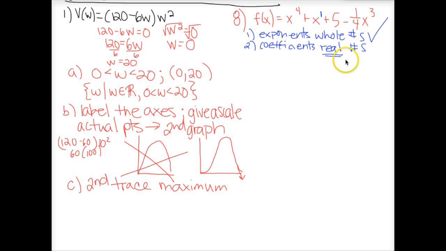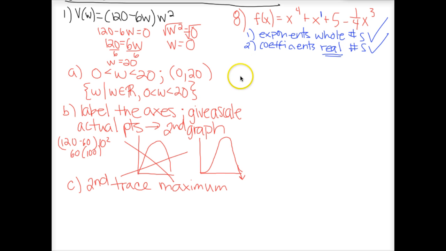Doesn't matter if it's a decimal, a fraction, a square root, anything that you can plot on the number line is a real number. The only things that aren't real numbers are imaginaries. So my coefficients here are 1, 1, 5, negative 1/4. None of those are imaginary numbers, which means they're all real. So yes, this is a polynomial.